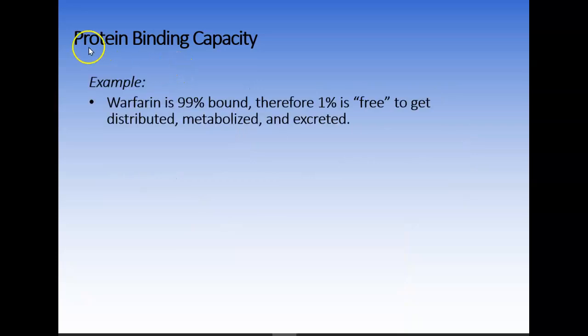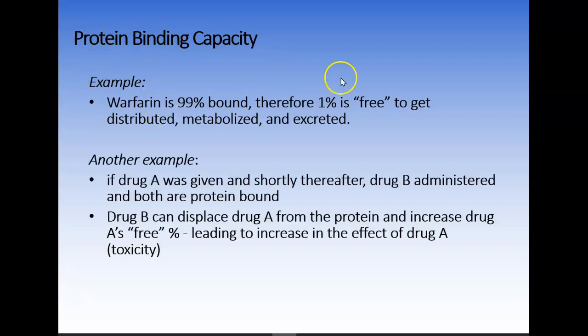As an example, warfarin or Coumadin is 99% protein bound. So only 1% is free to get distributed, metabolized, and excreted. It probably makes a little bit more sense once you describe it, right? On the other hand, if a drug is given shortly thereafter, say drug B is administered and both are protein bound, drug B can displace drug A from the protein and increase drug A's free percentage.